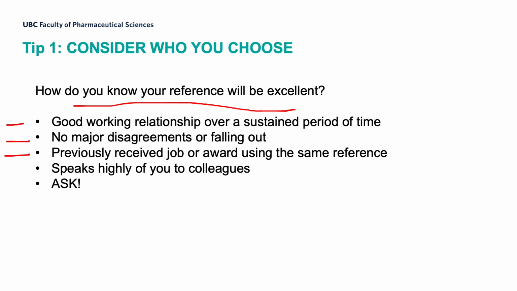If you have previously received a job or an award using that same reference, of course, that would be an excellent reference to use. Also, someone who speaks highly of you to your peers and colleagues. And the last piece is really just ask. It is perfectly valid to ask a potential referee if they can provide you an excellent letter of reference. You can actually just say, one, would you be able to provide me a reference? And two, can I count on that reference to be excellent or outstanding?